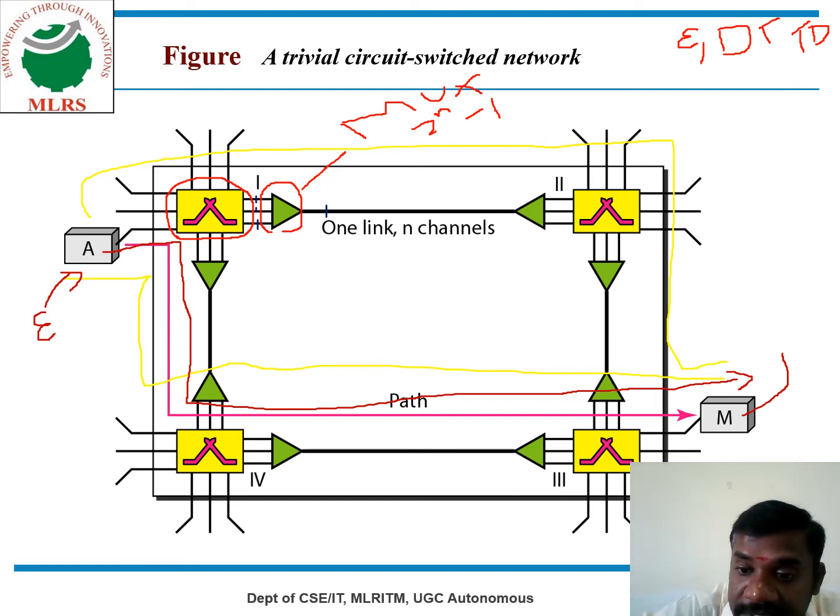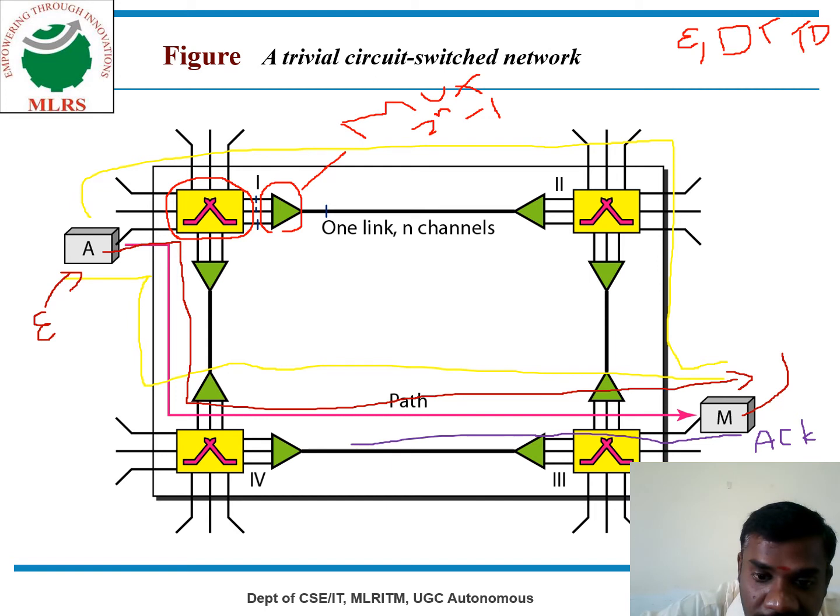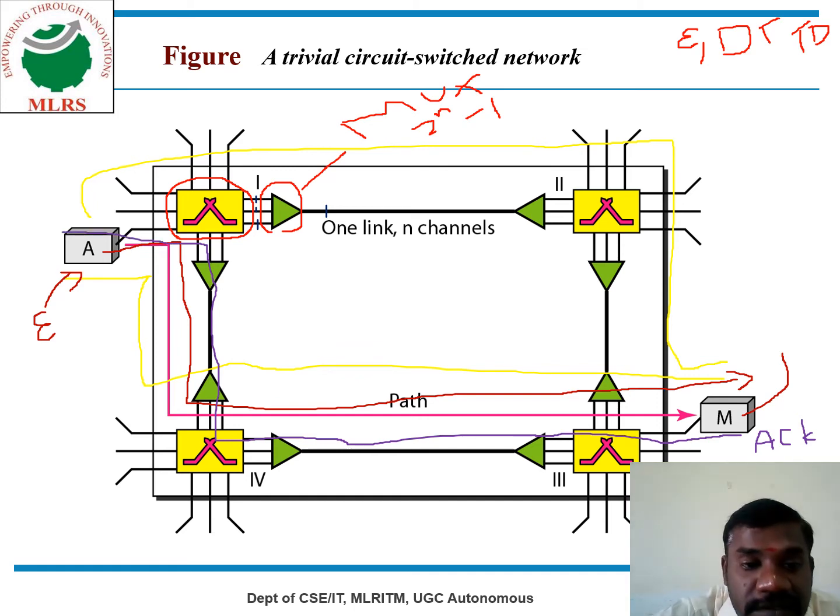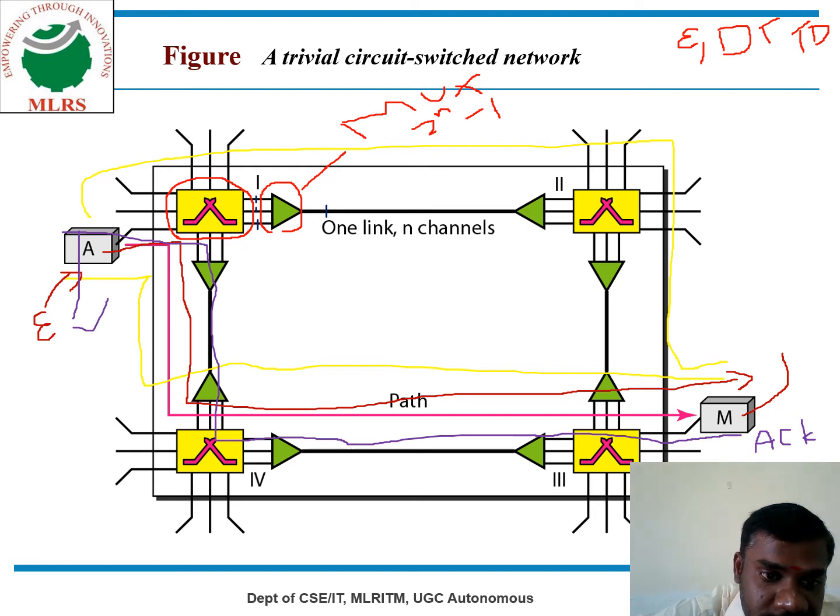Now M is sending an acknowledgement, an ACK, to A. How is the acknowledgement sent? From M to switch 3, from switch 3 to switch 4, from 4 to switch 1, from 1 to A. Now the path is established. That means the setup phase is completed, so the establishment phase is completed.